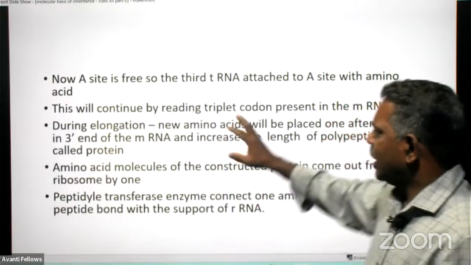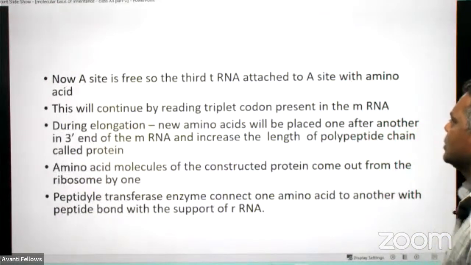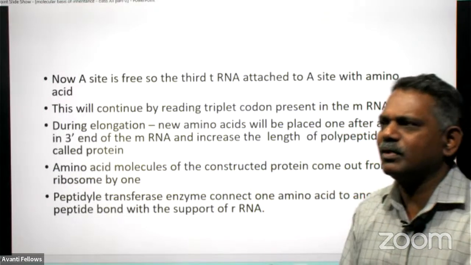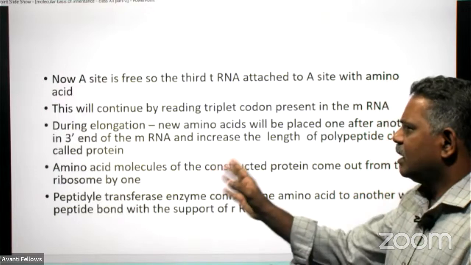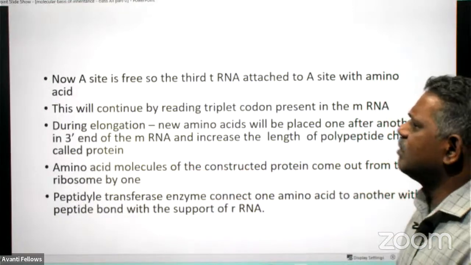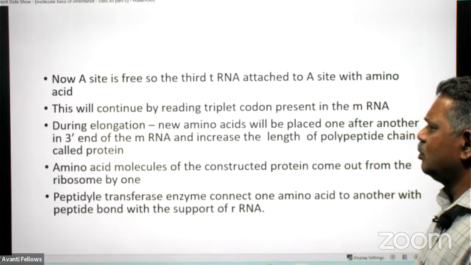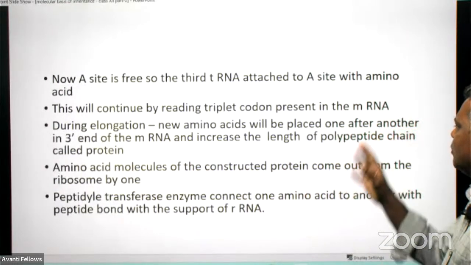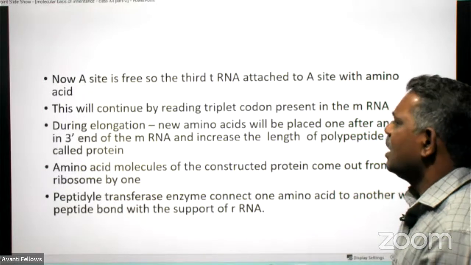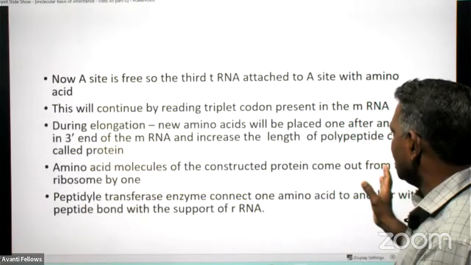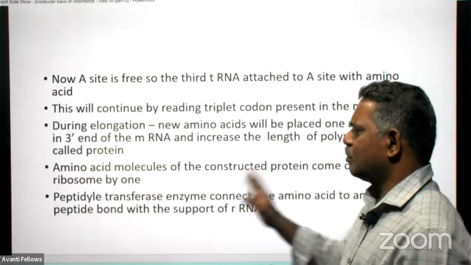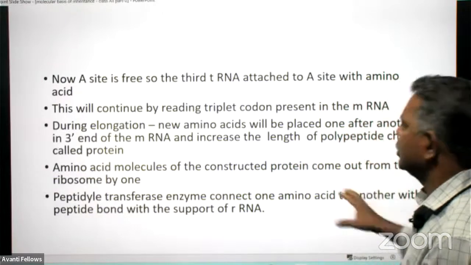So this will continue by reading the triplet codons present in the mRNA. The mRNA consists of what? A sequence of many triplet codons. They read all the triplet codons present in the mRNA. During elongation, new amino acids will be placed one after another at the 3' end and increase the length of the polypeptide chain, and it is called what? The protein.